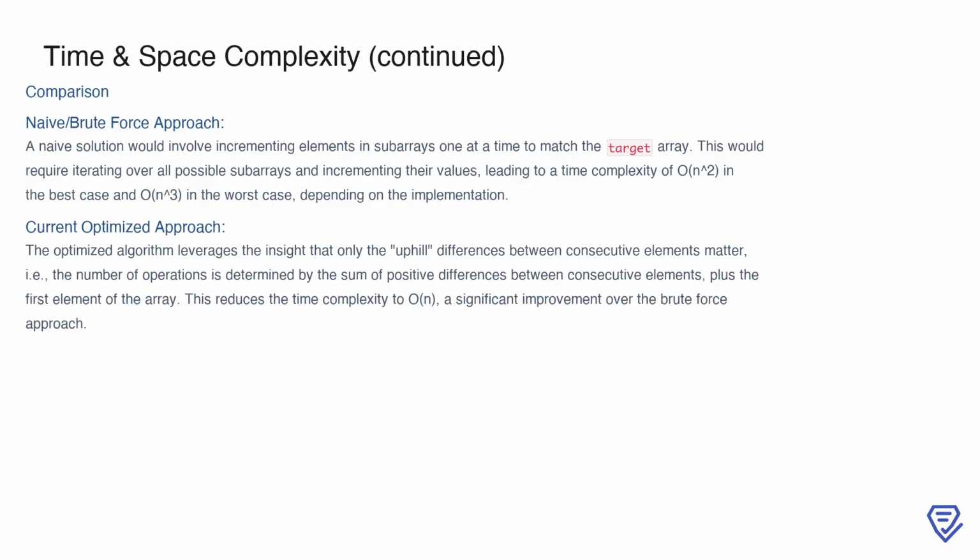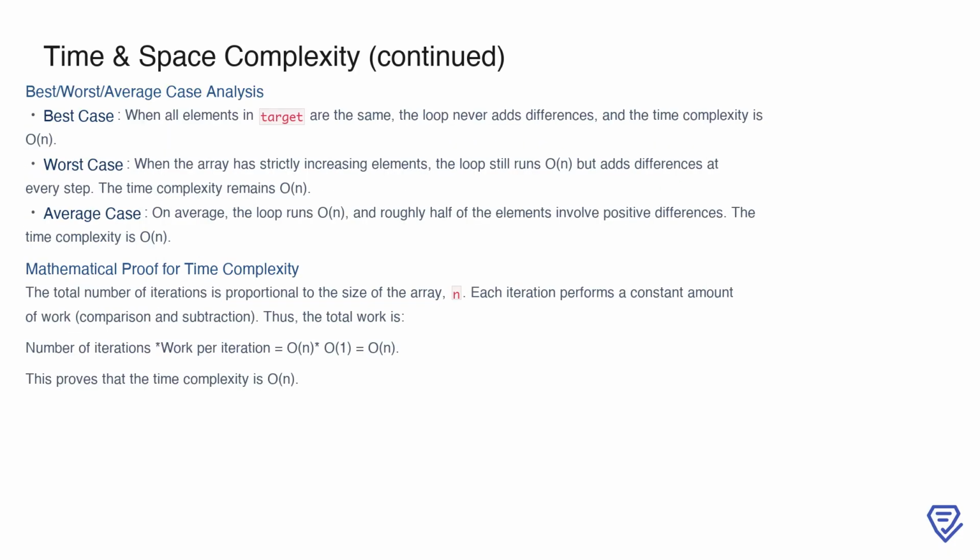In contrast, the optimized algorithm leverages the observation that only the differences between consecutive elements matter. By focusing on the sum of positive differences and including the value of the first element, it avoids the need to repeatedly modify subarrays. This insight reduces the time complexity to O(n), which is a dramatic improvement over the naive approach.